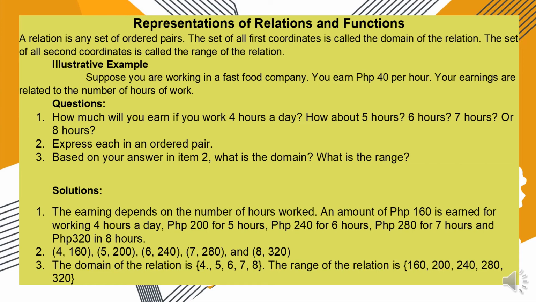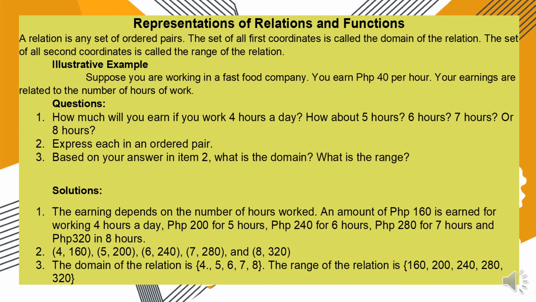So how do we find that answer? Simply by multiplying the earnings per hour times the number of hours of work. For example, 40 per hour. If we multiply by 4 hours a day, 40 times 4, we get 160.